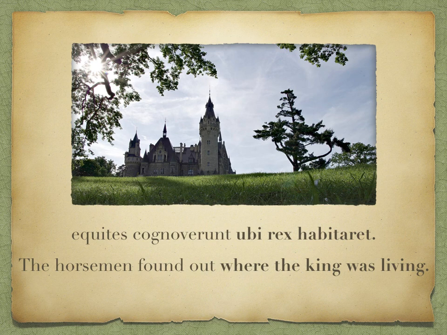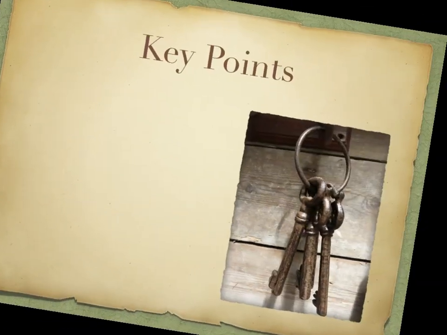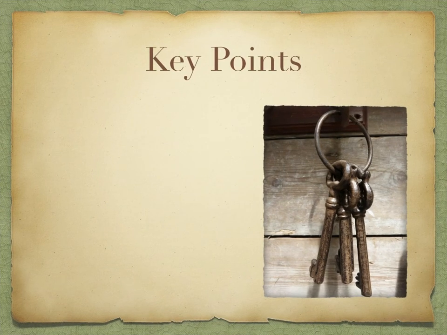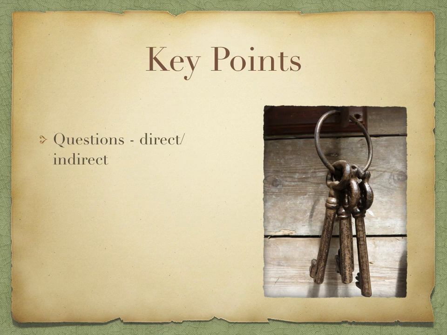Notice here that habitaret is an imperfect subjunctive, so we need to translate it as an imperfect, was living. So just to recap the key points for this video, questions in Latin as in English can be either direct, asked in direct speech directly to someone, or they can be indirect or reported to have been asked.